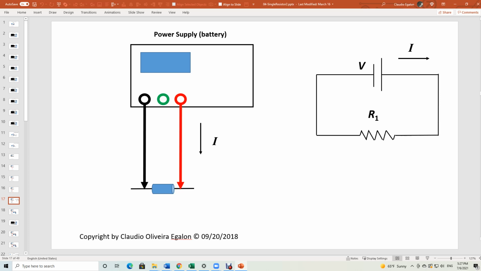What you see right in here is the voltage source, a battery, my 9-volt battery, for instance. And what you see right in here is the representation of the resistor. The resistor is represented by something like that. That's the representation of a resistor.